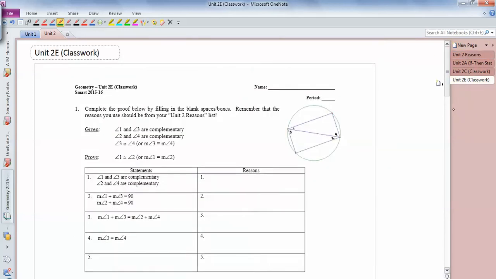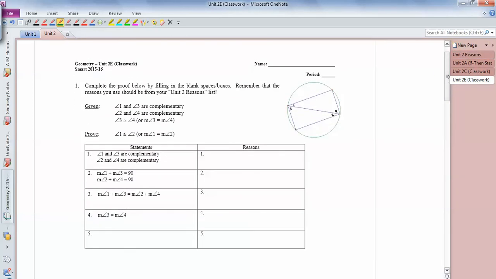2e. Okay? So in 2e, we're trying to fill in this proof, and it involves some complementary angles. So the givens are 1 and 3 are complementary, 2 and 4 are complementary, 3 is congruent to 4, which is the same thing as measurement of 3 equals measurement of 4. 1 is the same, and we're trying to prove 1 and 2 are the same, which is the same thing as saying measurement of 1 equals measurement of 2.